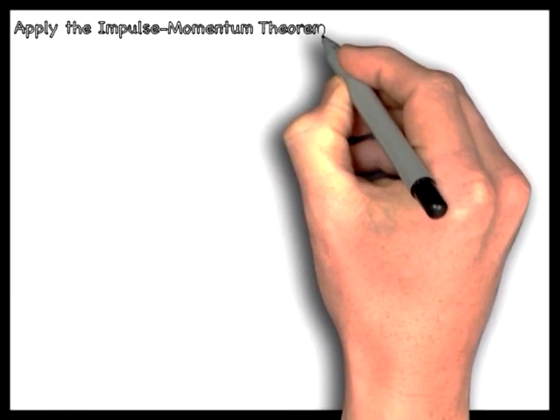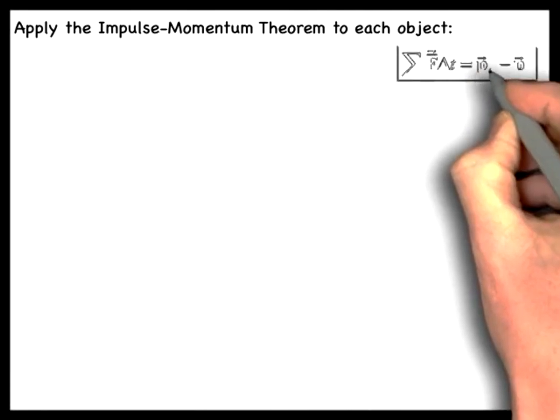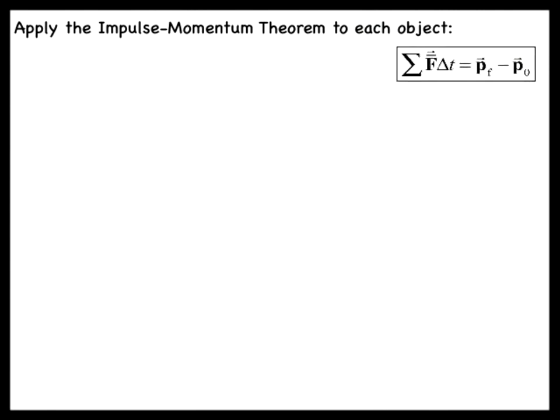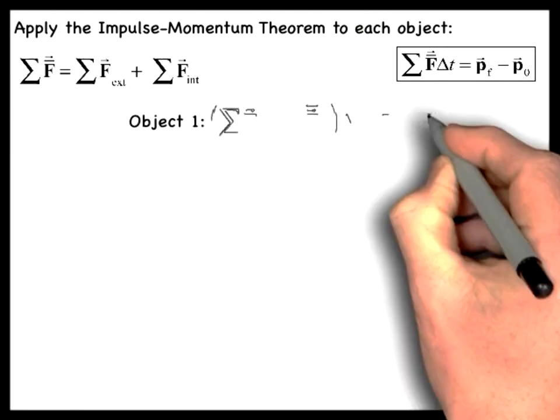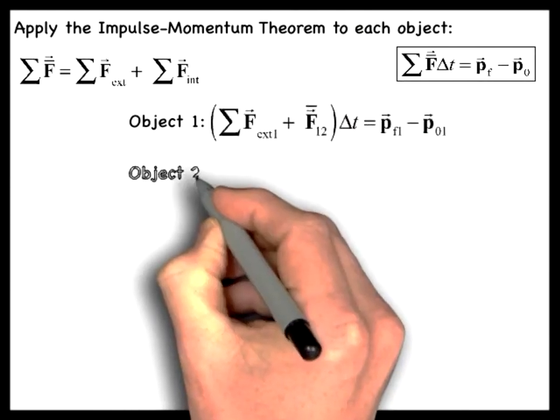We can apply the impulse-momentum theorem to each object to show that the impulse provided by the total force acting on the object is equal to the change in the object's momentum. Here, the total force is the sum of the external forces plus the internal force F12 or F21. We write this out for both object 1 and 2.